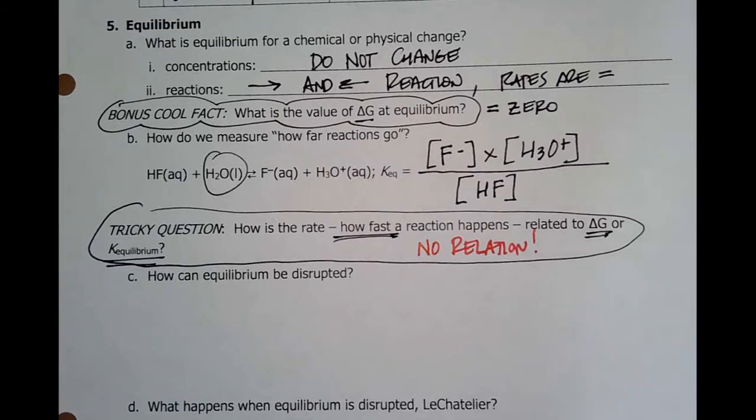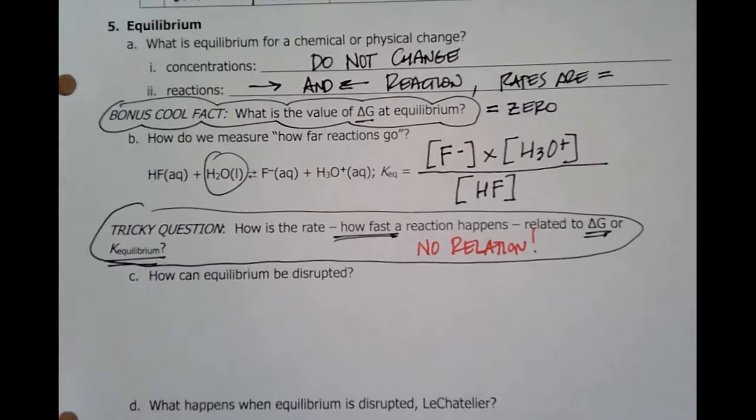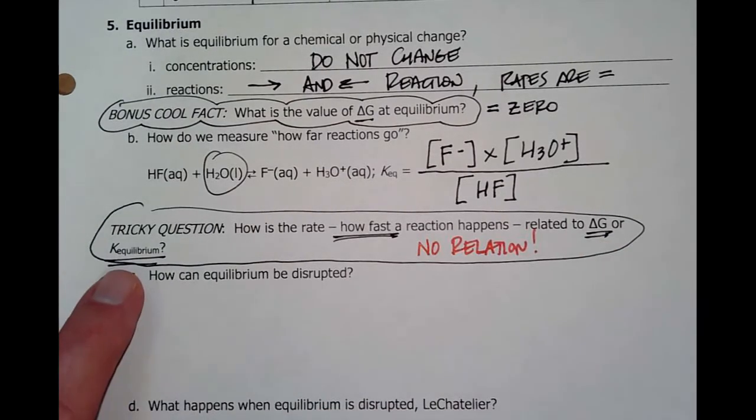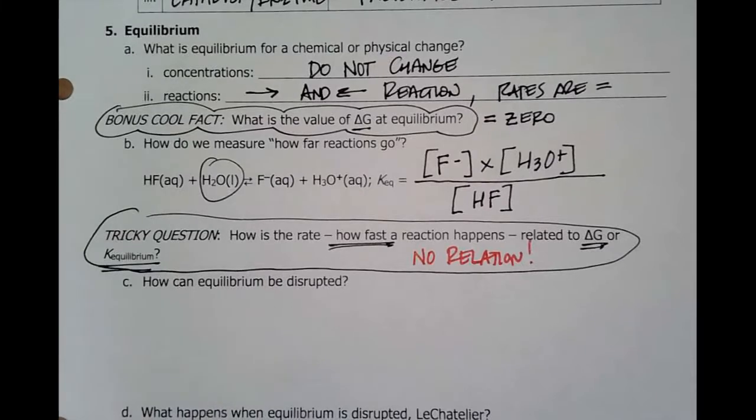There was an example in the lecture or homework about rust. Well, rust happens. It's favorable. You put some iron and water, some oxygen, and it'll rust. But it doesn't happen very fast. So yes, forming rust is favorable. Negative delta G has a large K, but it isn't fast. So those things are unrelated.